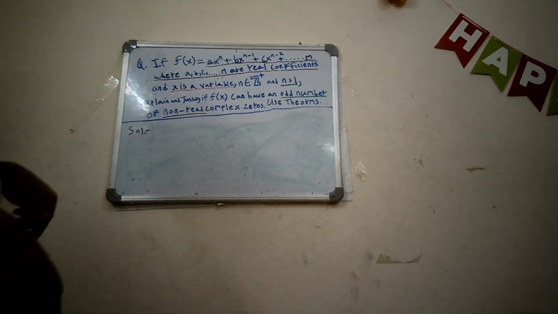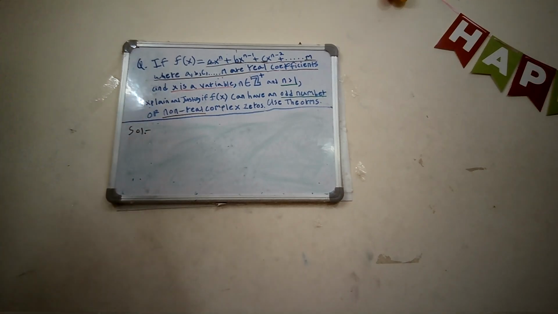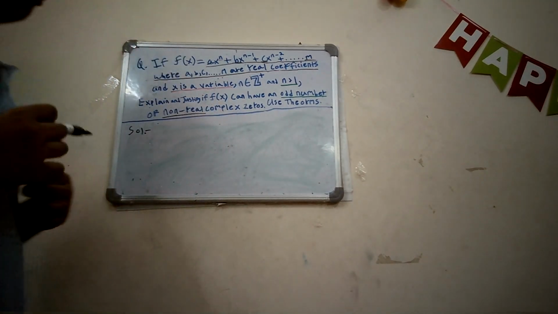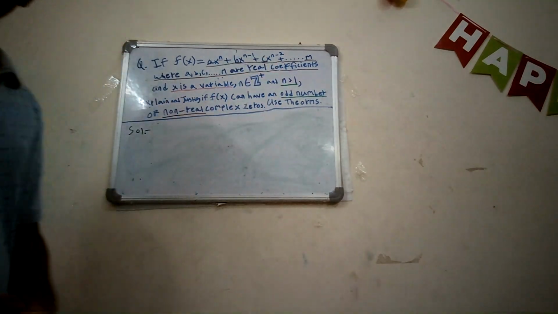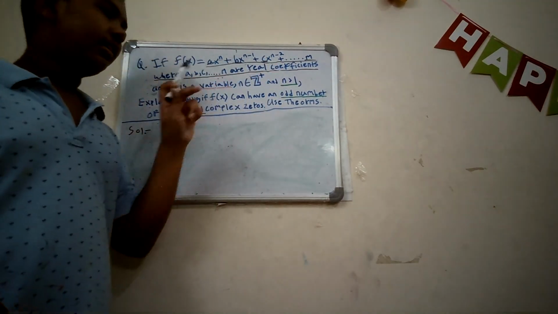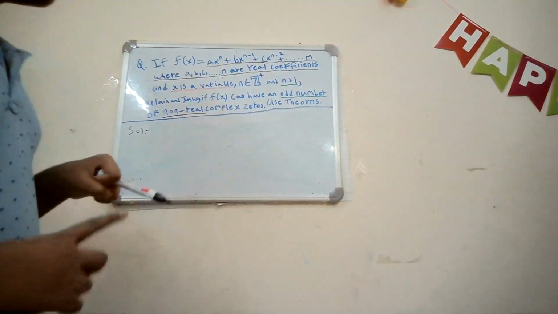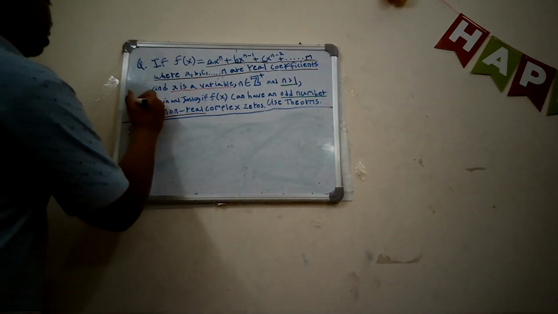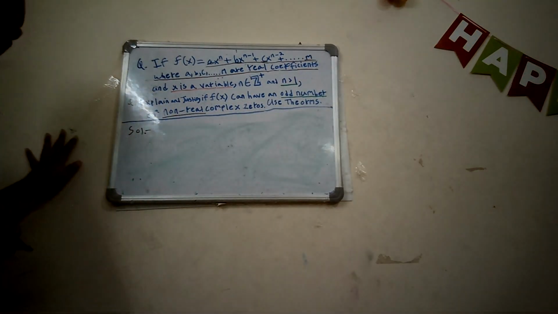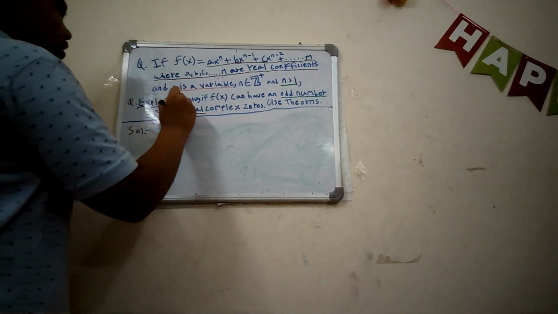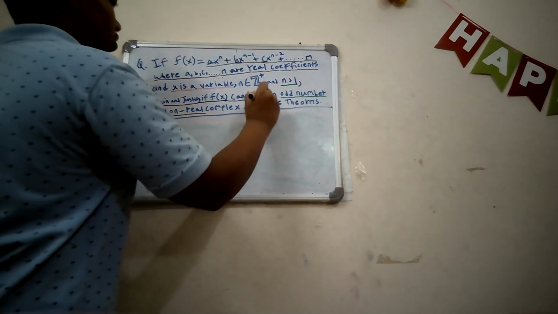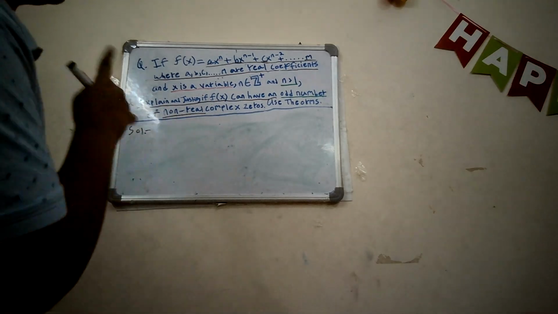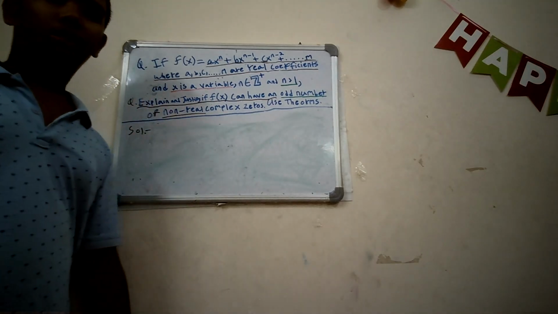So we're given that x is a variable, okay, and n is a positive integer where n is greater than 1. This is very important. Don't miss this out. n is greater than 1. Don't miss it out, okay? And now the question is, explain and justify if f of x can have an odd number of non-real complex zeros. Interesting.